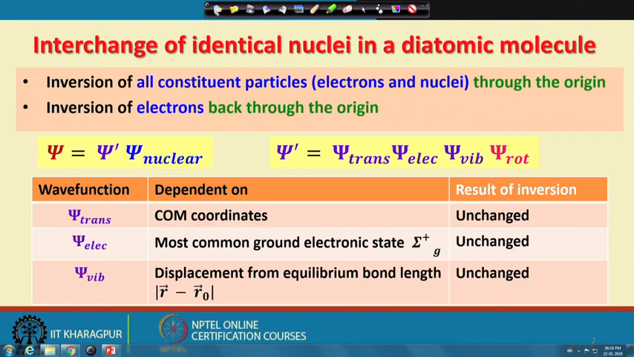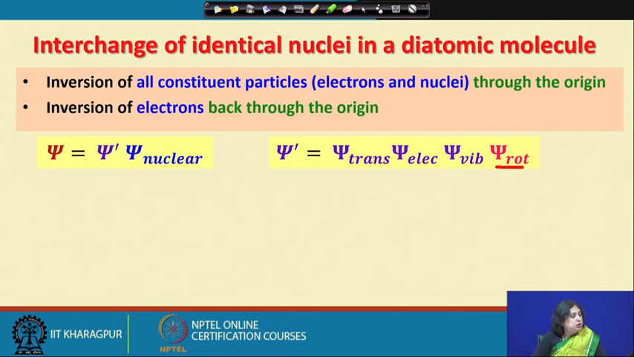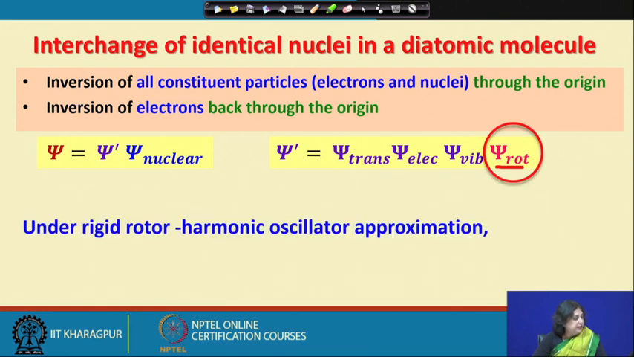But of course, I have not talked about psi rot. So, let us have a closer look at what happens to psi rot, and if at all it shows any effect as a result of this interchange of identical nuclei. So, the next thing that I do here is focus on this.